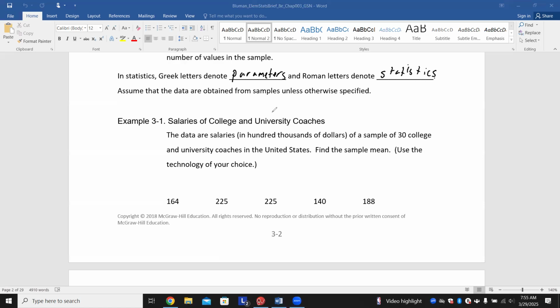Assume that the data are obtained from samples unless otherwise specified. So if you're given a set, we assume it is just a sample unless they tell us, hey, this is the entire population of this object, right? They've got to tell us that.